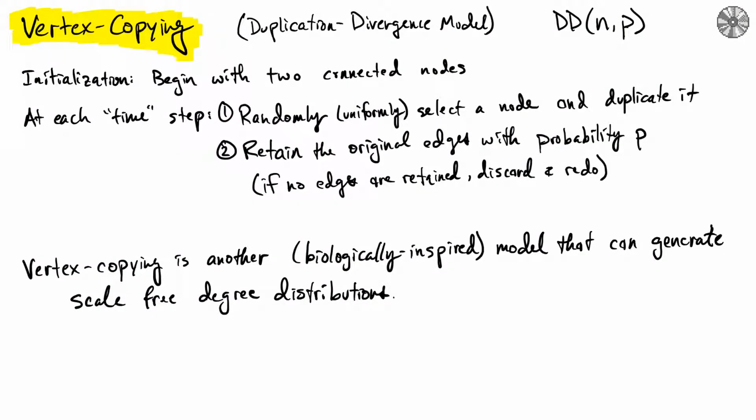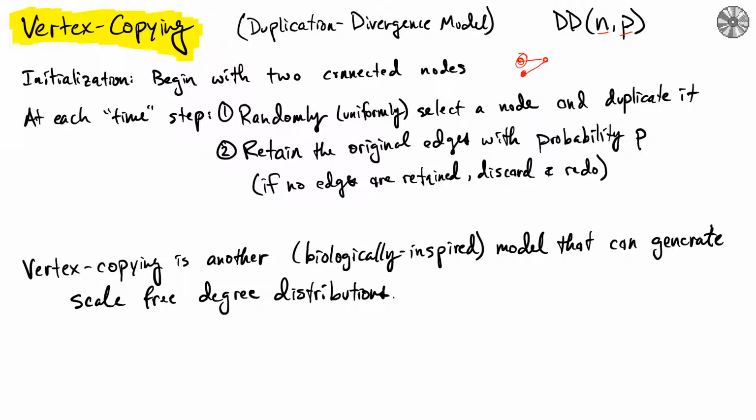The third mechanism that we'll talk about is the vertex copying model, sometimes called the duplication divergence model. And so this takes in two parameters, n, the number of nodes, and a probability p, so that probability needs to be between 0 and 1. And so this begins with two connected nodes, just connected with each other. And then at each time step, we're going to select a node and duplicate it. And by duplicating, it means that I create a copy of that and I maintain all its connections. And so that's the first step.